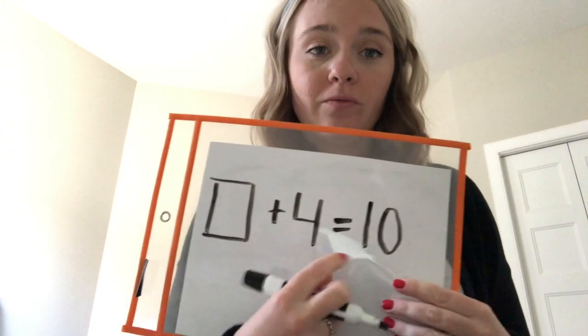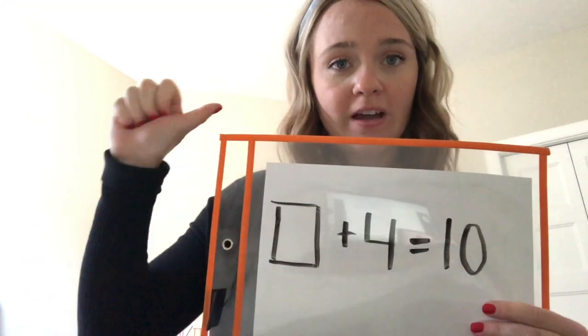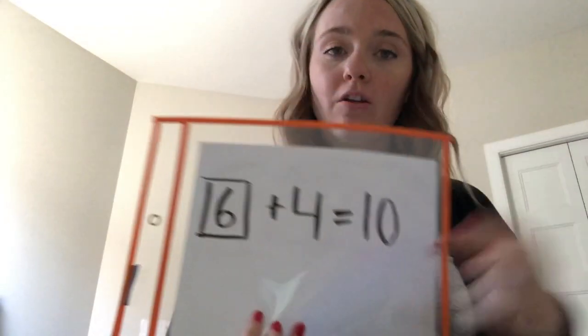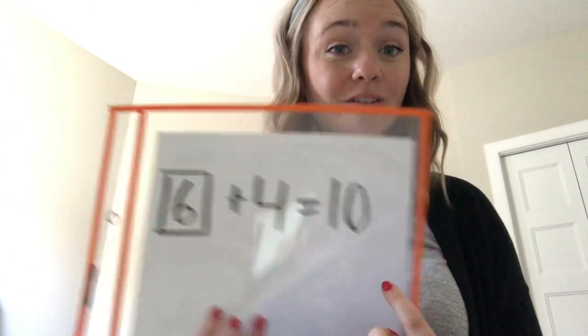So I'm going to count from 4 to 10. 4, 5, 6, 7, 8, 9, 10. So that's 6 horses were starting to run. So 6 horses were running, 4 more joined, and now there's 10.